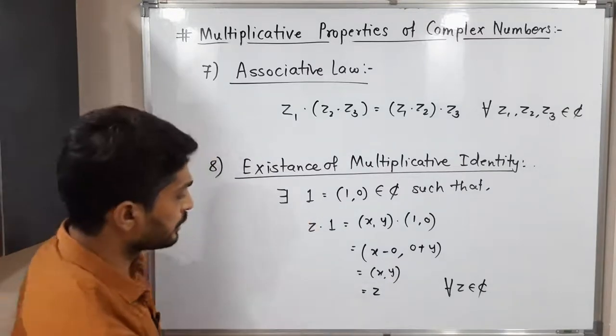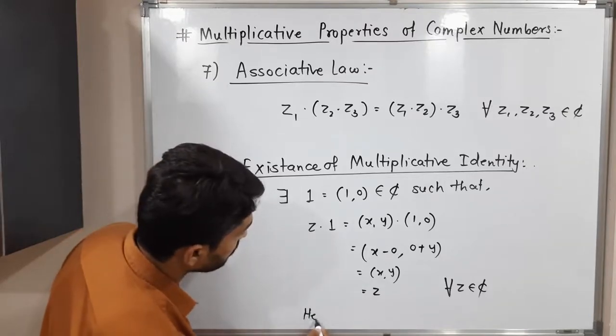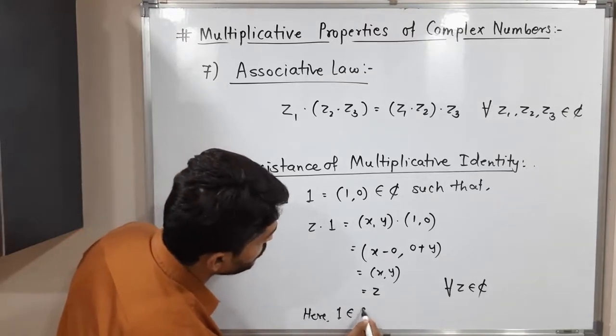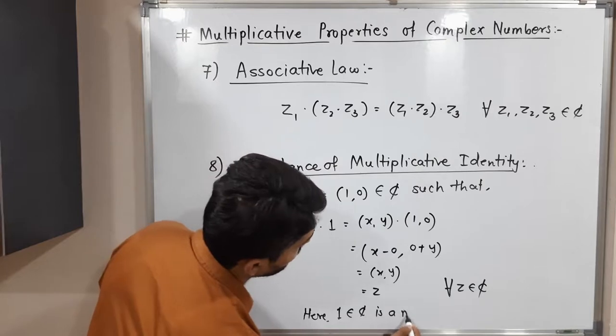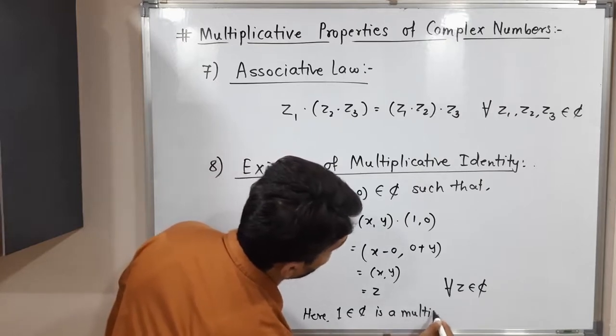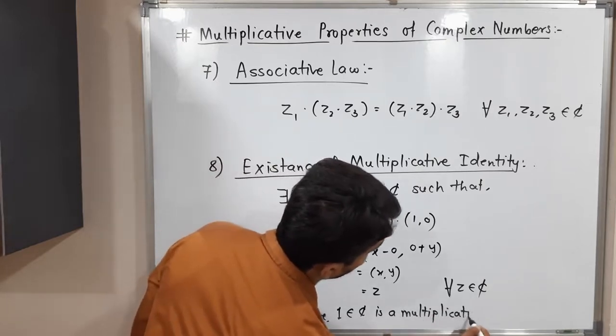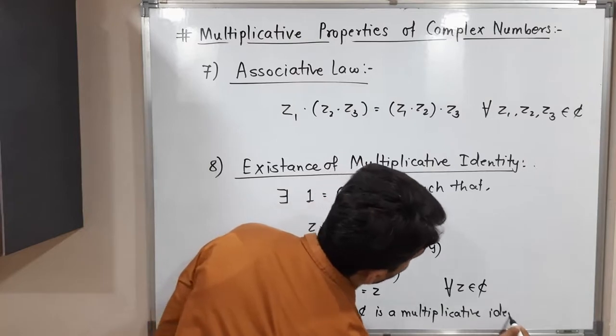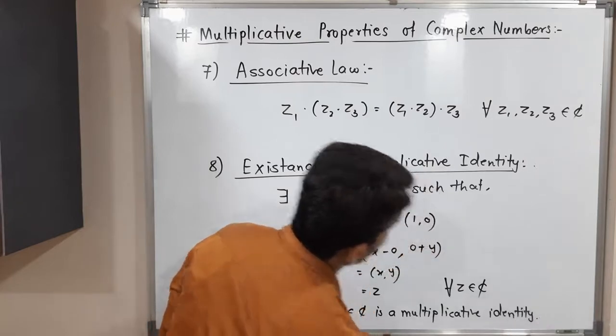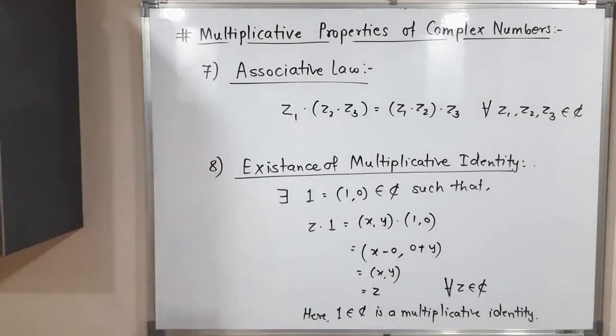So let me mention here, 1 belongs to C is a multiplicative identity. Okay, it's the multiplicative identity. So yes, note down these two properties, then we will go further.